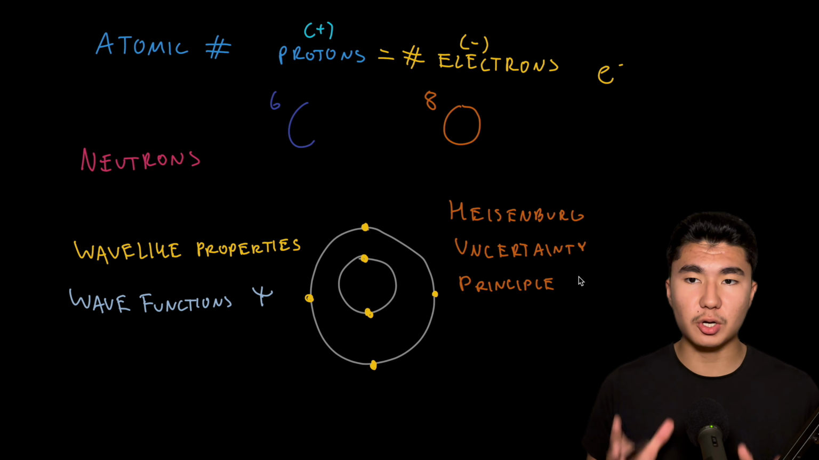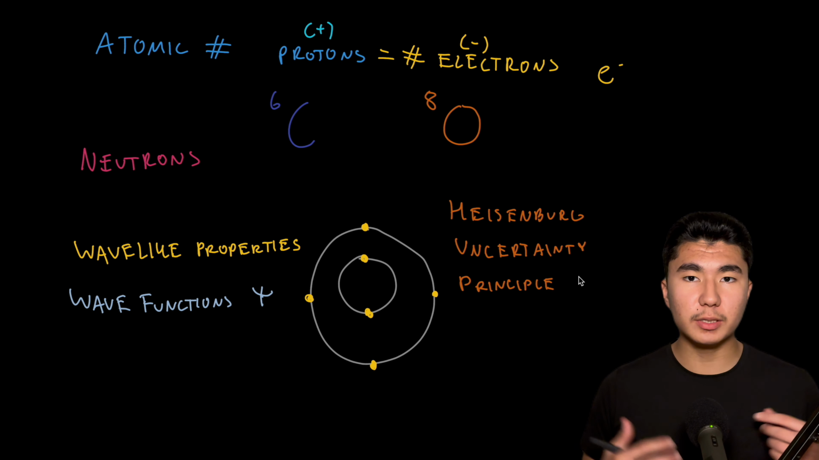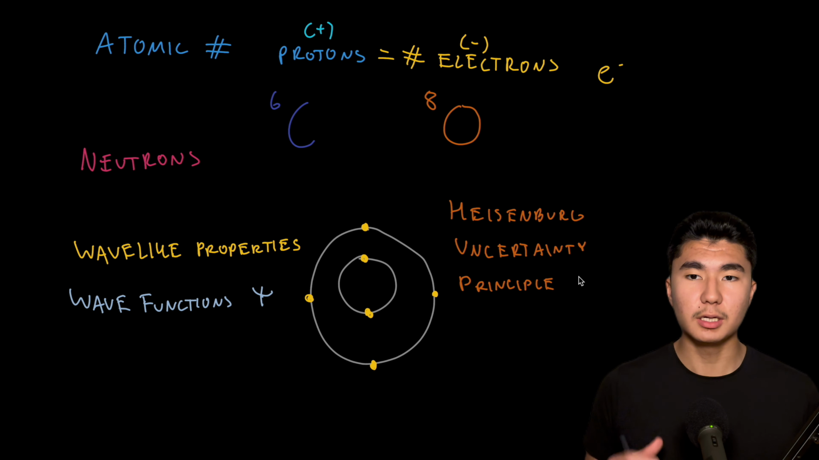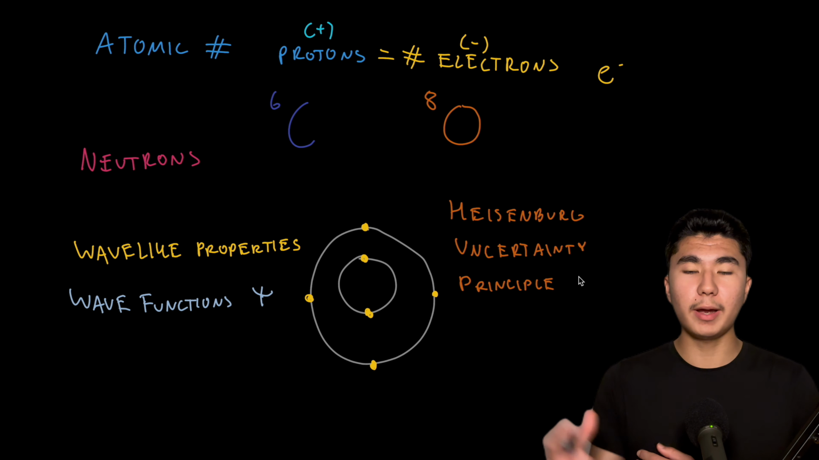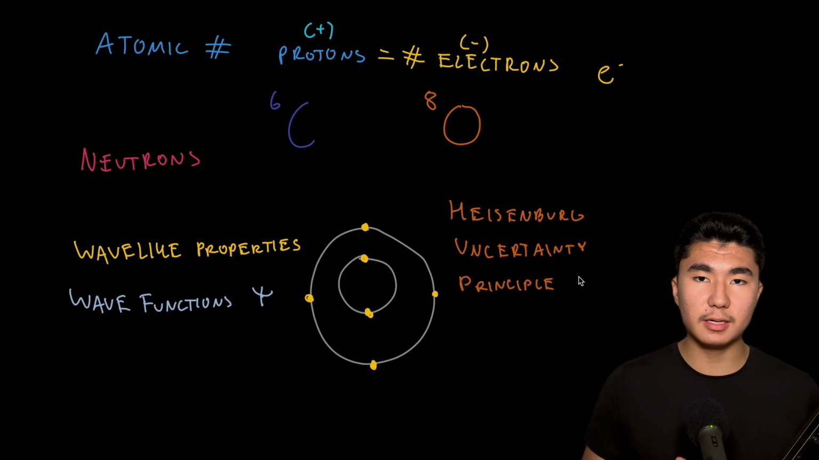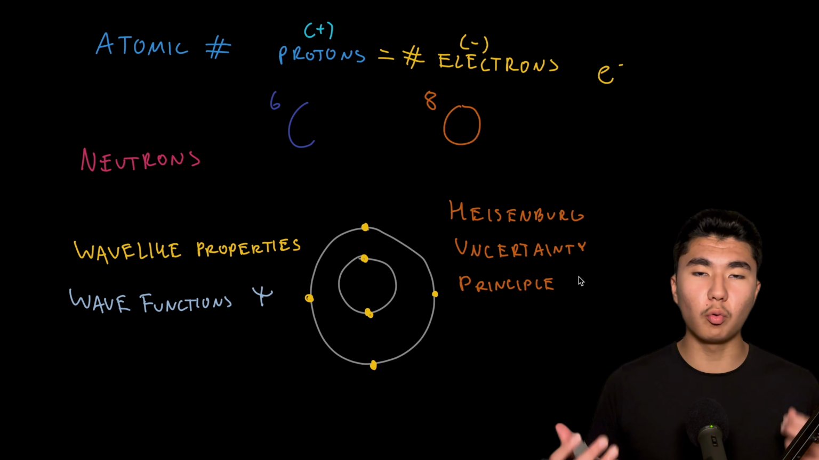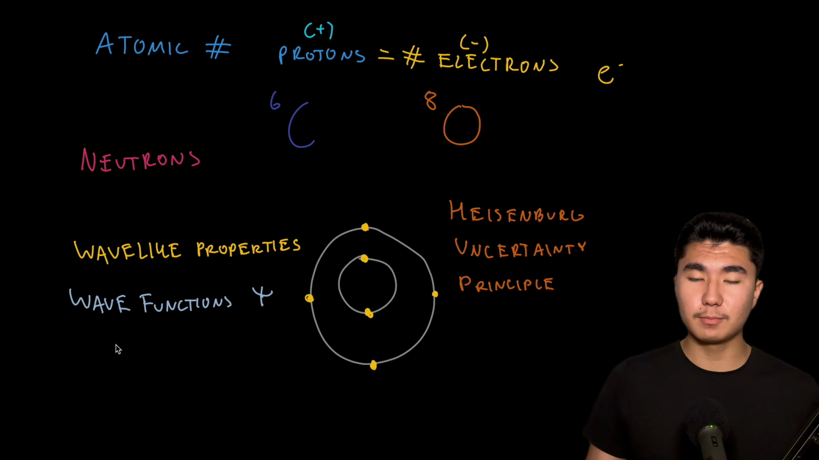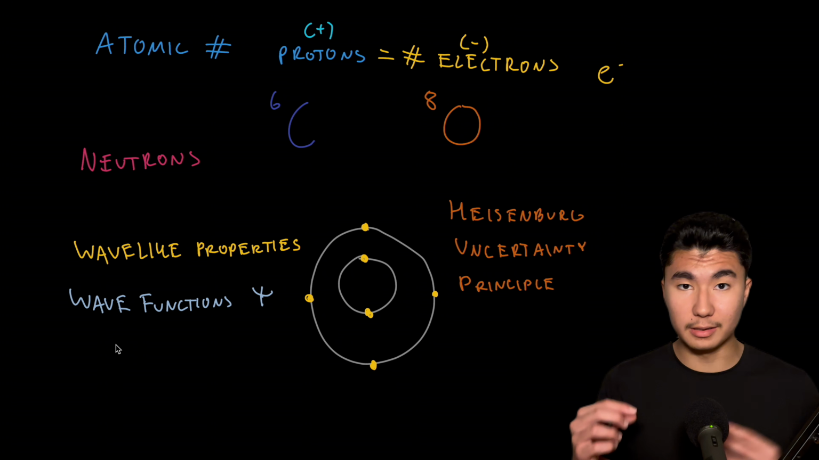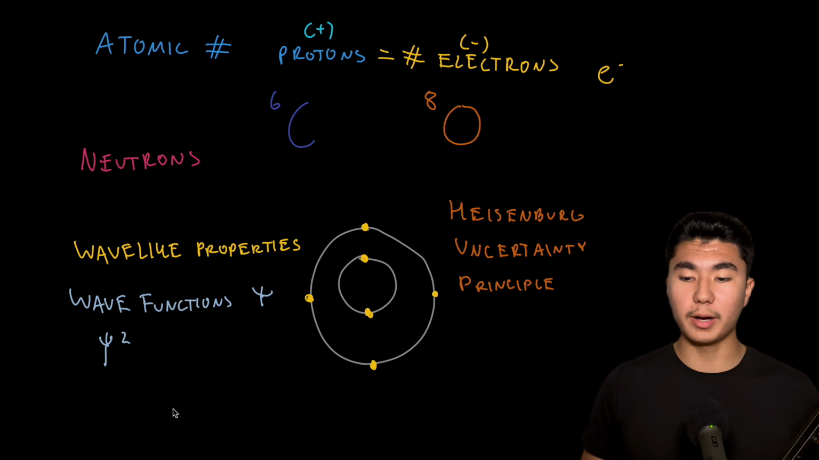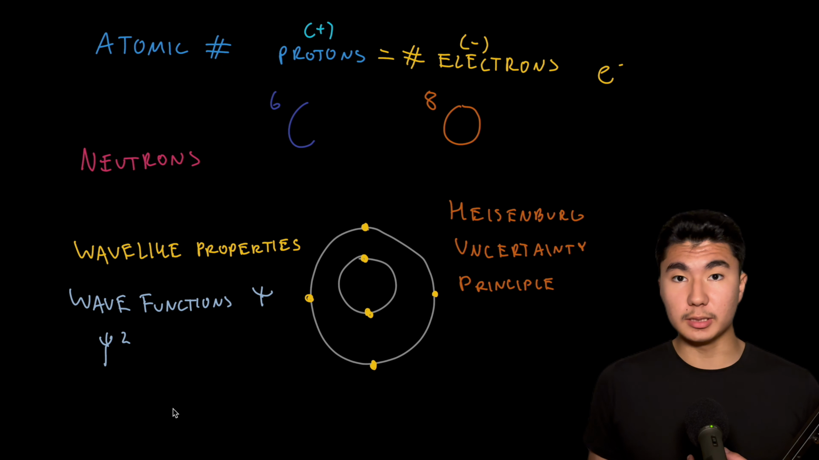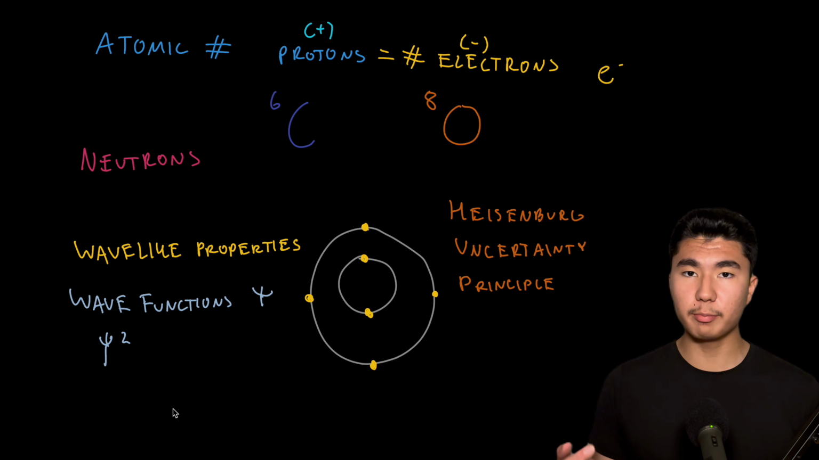We don't know for certain where it might be, but we do have a probability, or we have some understanding of where that electron most likely is, and we know that through orbitals. So the probability of finding an electron in a certain area is denoted by the wavefunction squared, and visually we can see that through orbitals.